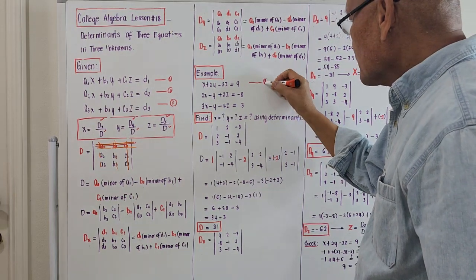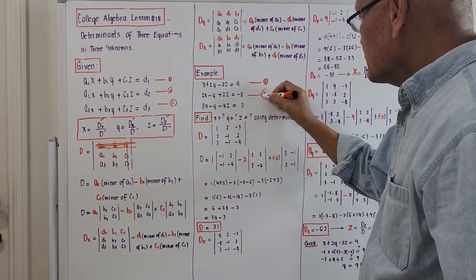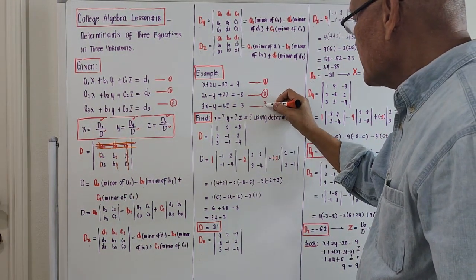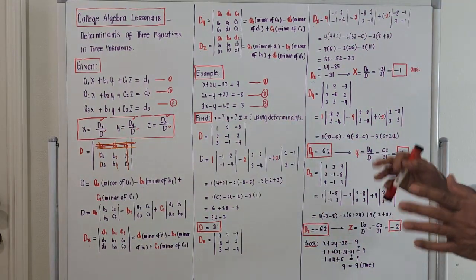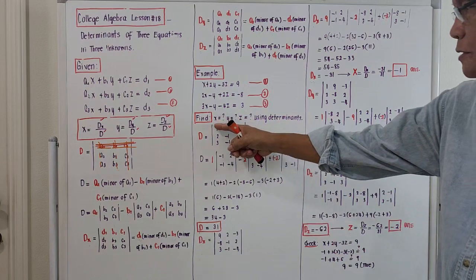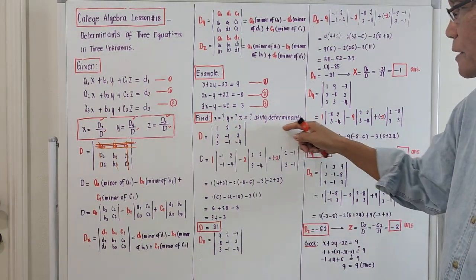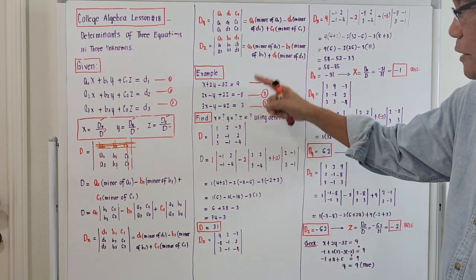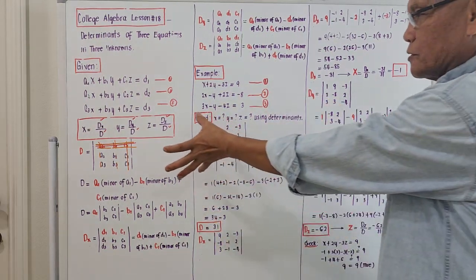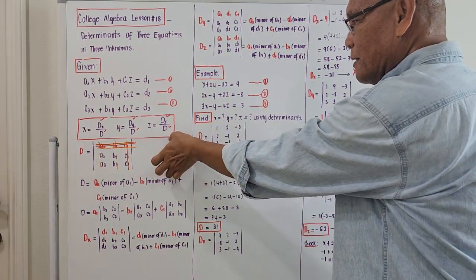So this is equation number 1. This is equation number 2. And then this is equation number 3. The problem is asking for the value of x, y, and z using determinants. This is 3 equations, 3 unknowns, so we could use this concept over here.